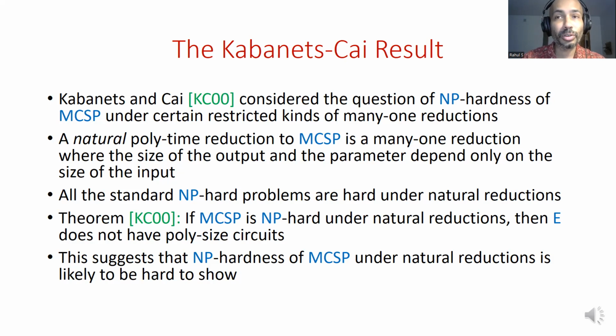So for example, if you're reducing to clique, you want a graph and a parameter. The size of the graph depends only on the size of the input. The size of the parameter depends on the size of the input as well. And this is the case for all natural optimization problems.